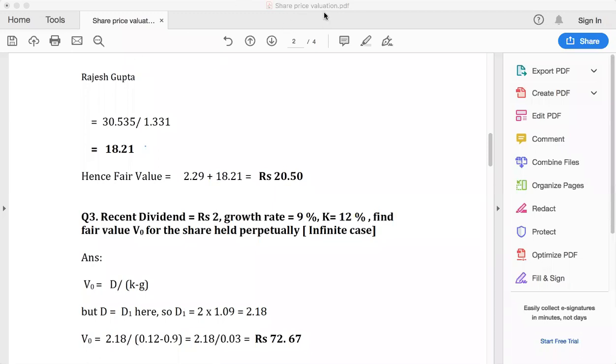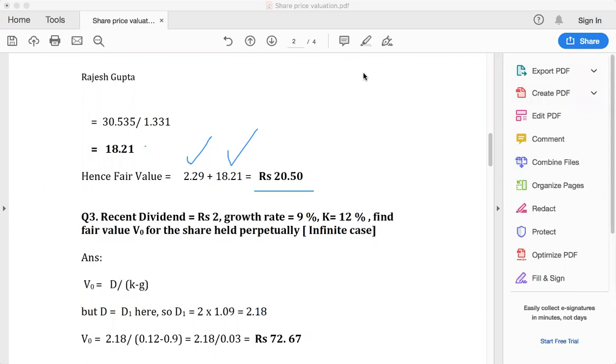So this is the present value of the selling price of the stock. So this is like our capital gain. So when you sum this up with the present value of all the dividend cash flows, you get the fair value of the stock, right? So hope this is amply clear.